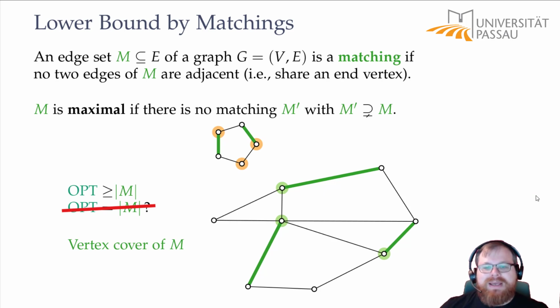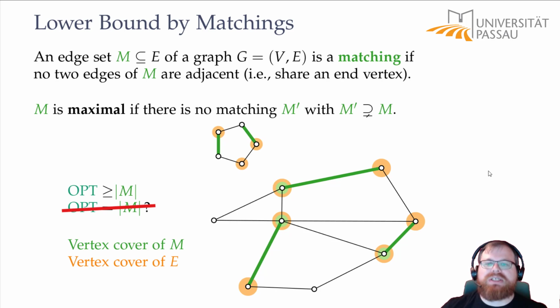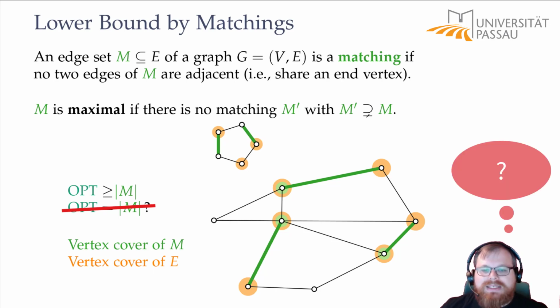However, there is a very elegant solution that gives us a feasible vertex cover. And that is to just take the maximum matching and for each matching edge, pick both vertices. So for this matching edge, pick this and this vertex. For this one, pick this and this. And this actually gives us a vertex cover of the whole edge set. Why is that the case? Can you prove that this is really a vertex cover?